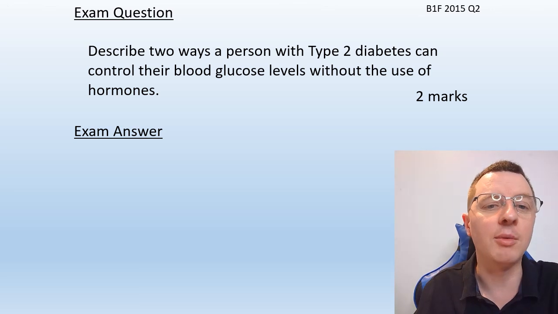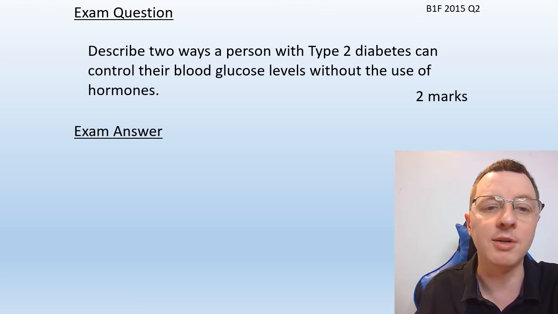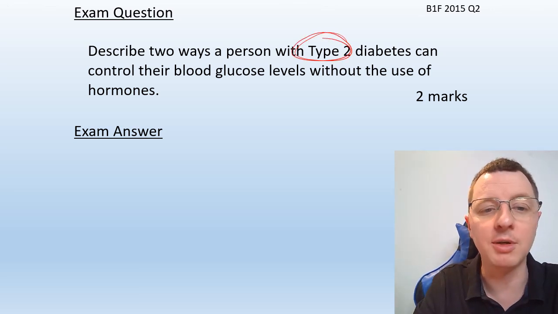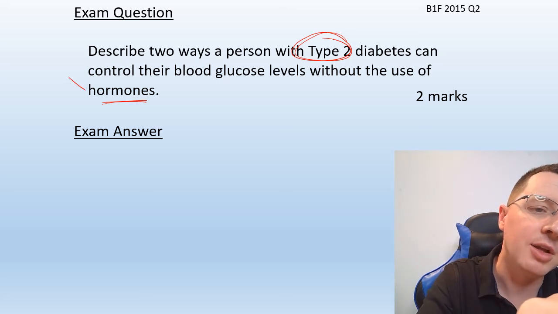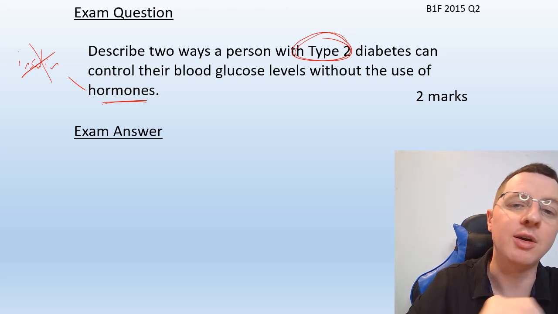What about this exam question? Describe 2 ways a person with type 2 diabetes can control their blood glucose levels without the use of hormones. So think carefully, we're looking at type 2 diabetes and we cannot use hormones. So we cannot mention insulin at all because insulin is a hormone.